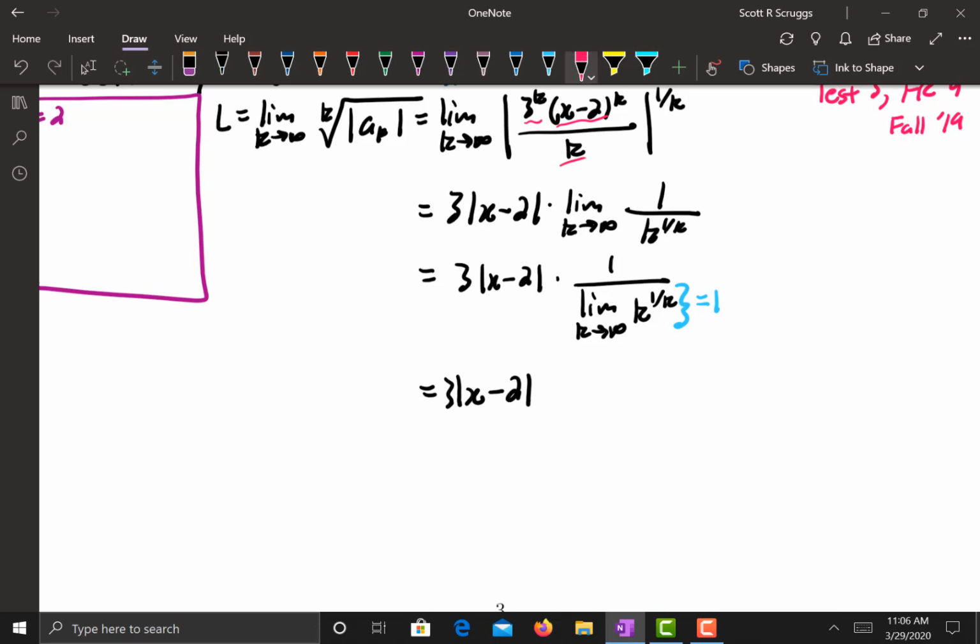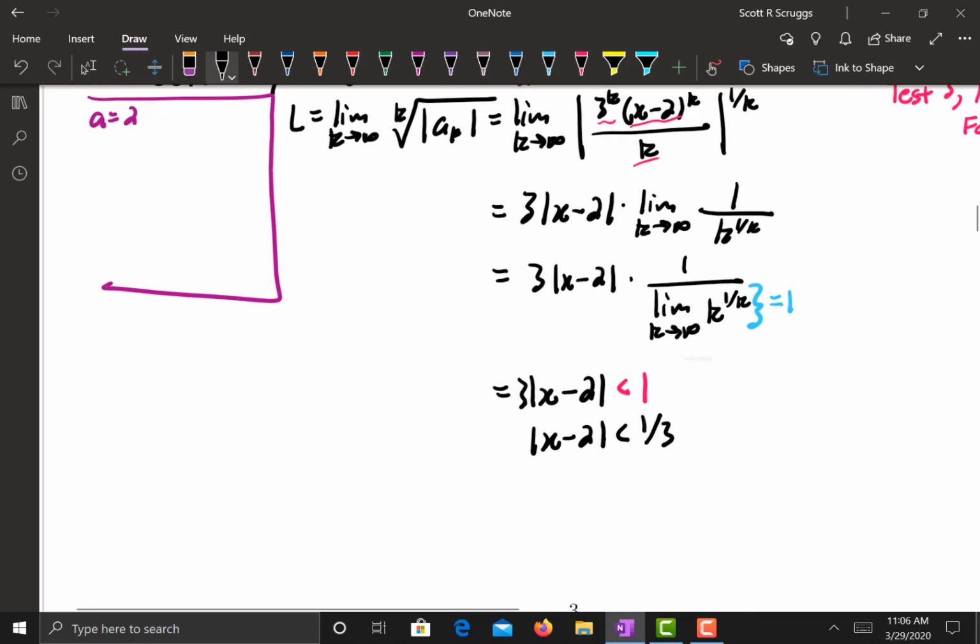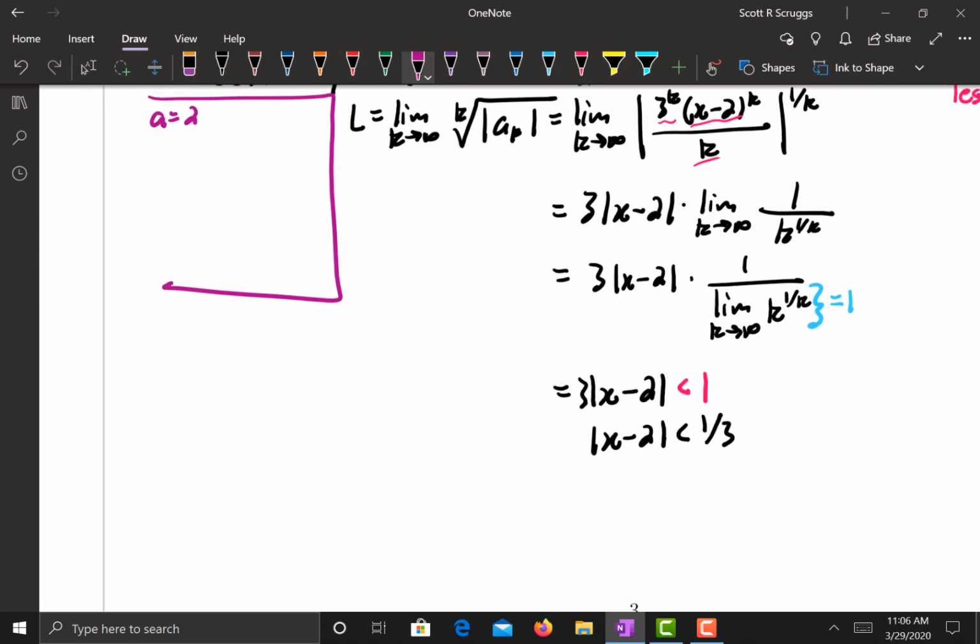Now keep in mind that for a root test to converge, I need that limit to be less than 1. So right now I have the absolute value of x minus its center, which is 2, less than a number, but I have a constant of 3 multiplied to that. So I'm going to divide by 3 to give me 1/3, and to also give me that the radius of convergence is 1/3.